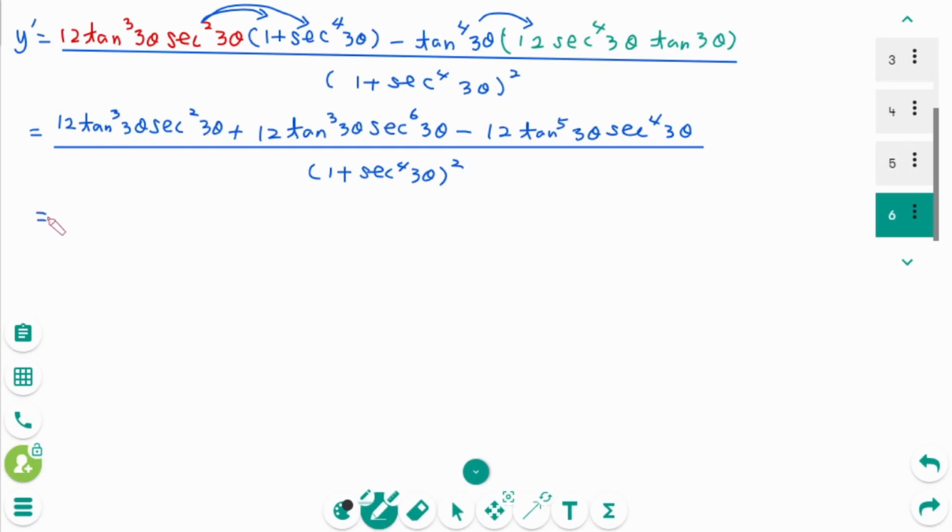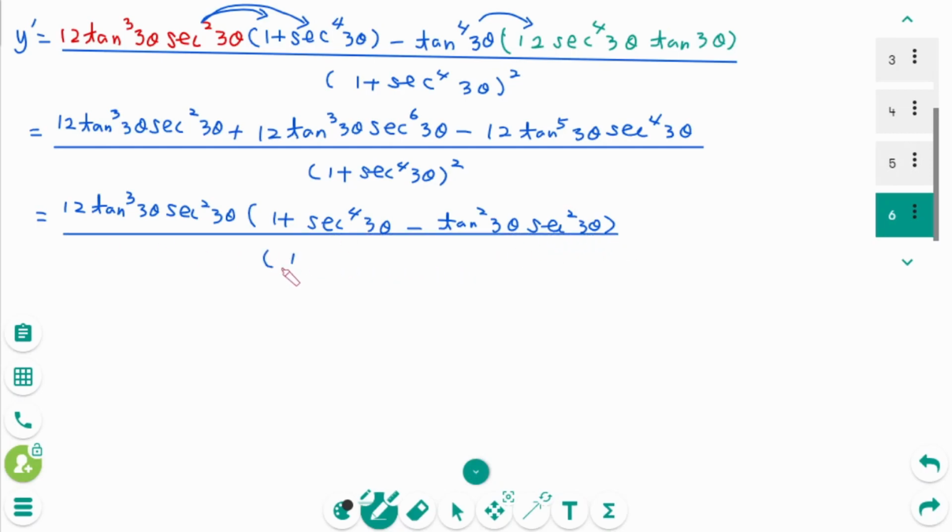Then take out the common factor, which is 12 tangent cubed 3 theta secant squared 3 theta. Open the bracket. Then 1 plus secant to the power of 4 3 theta minus tangent squared 3 theta times secant squared 3 theta, over (1 plus secant to the power of 4 3 theta) squared.